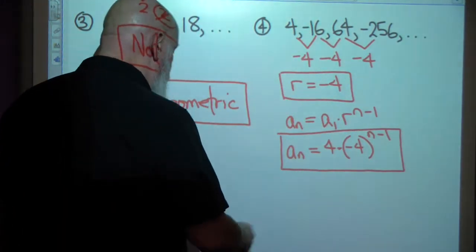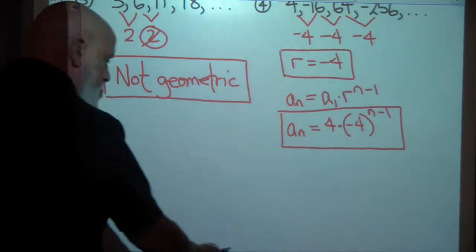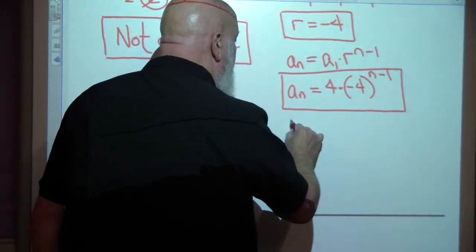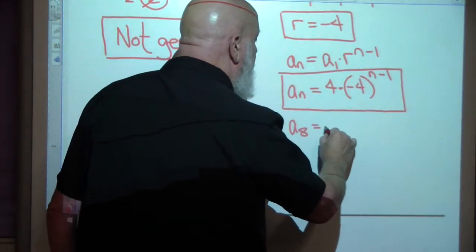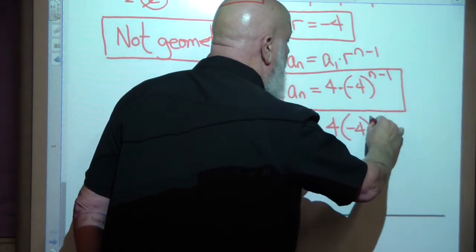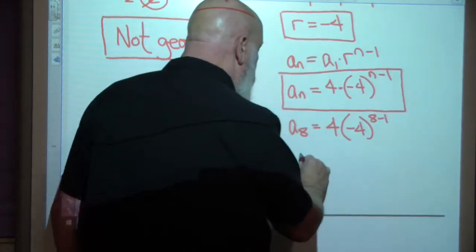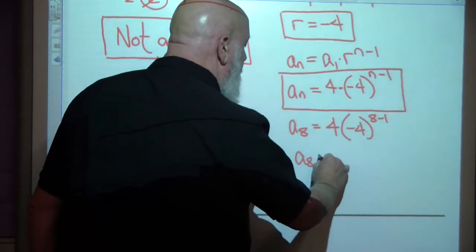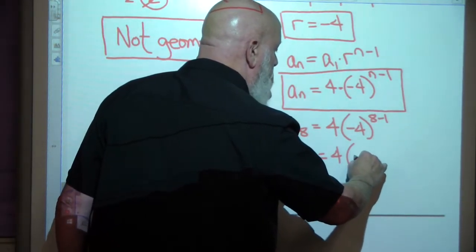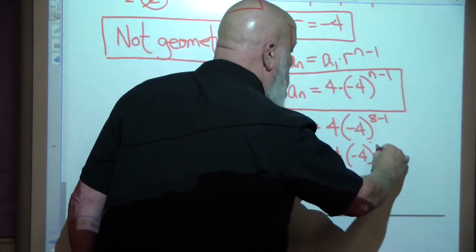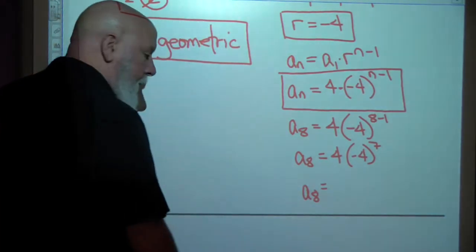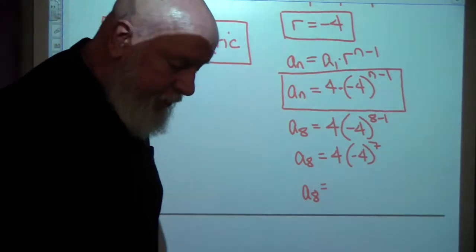And now we want to find the 8th term. So a sub 8 is equal to 4 times negative 4 to the 8 minus 1. That's a sub 8 is equal to 4 times negative 4 to the 7th. And that gives me a sub 8 is equal to whatever that turns out to be.